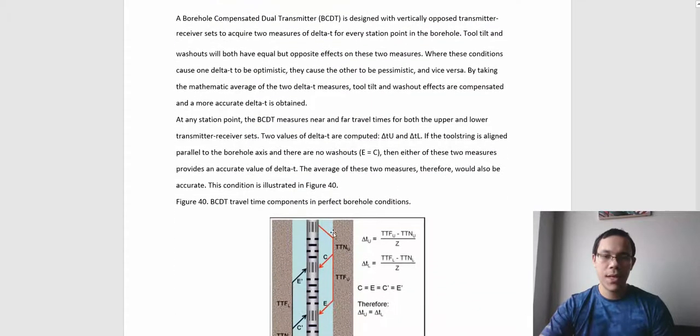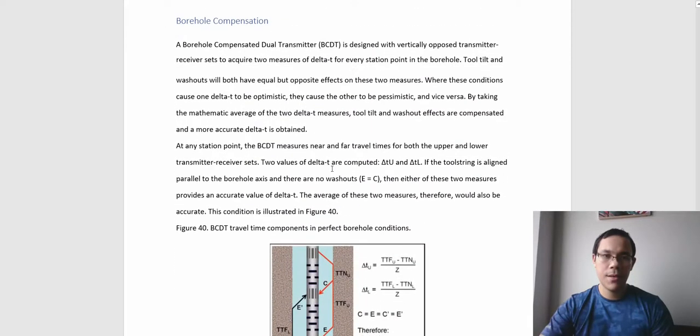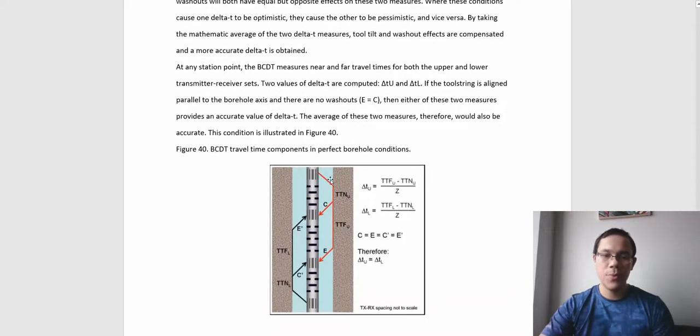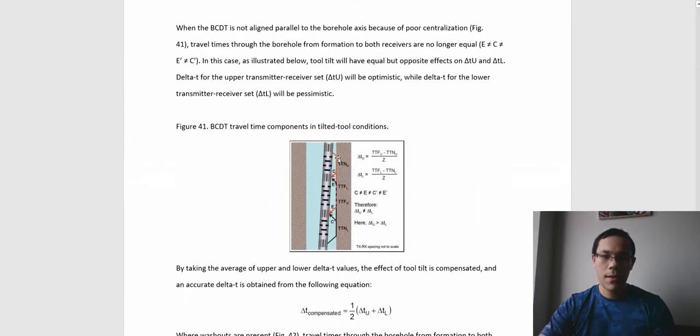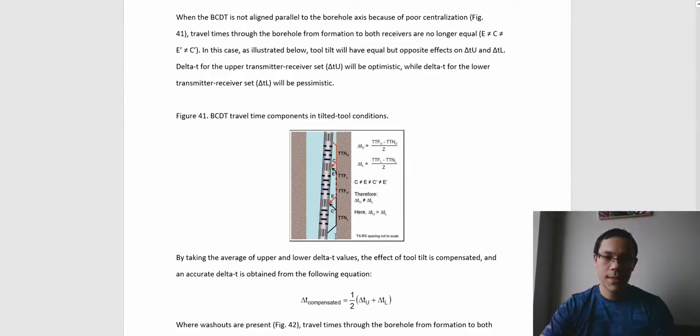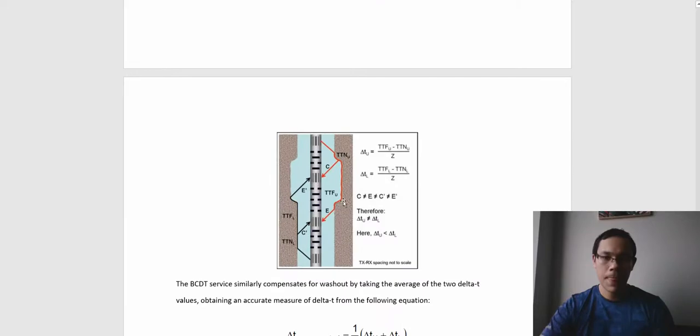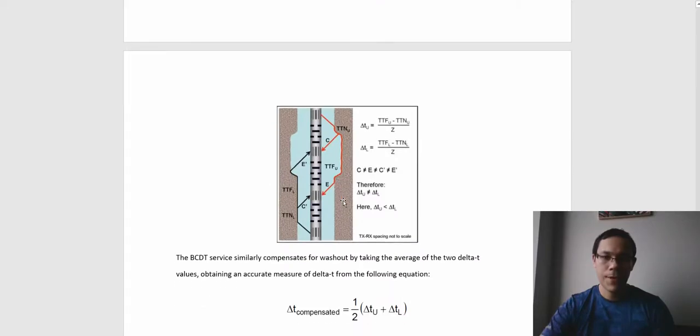And the solution for that is to make an overall compensated dual transmitter. So if you put one transmitter on the top, one transmitter on the bottom, then that effect of tool tilt will be compensated like this. Can you see?